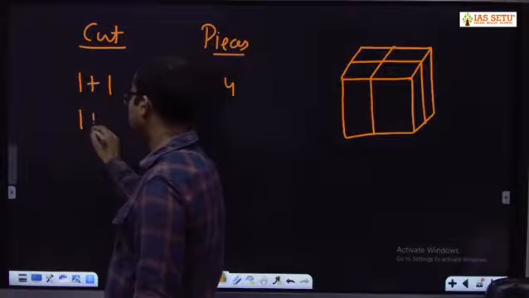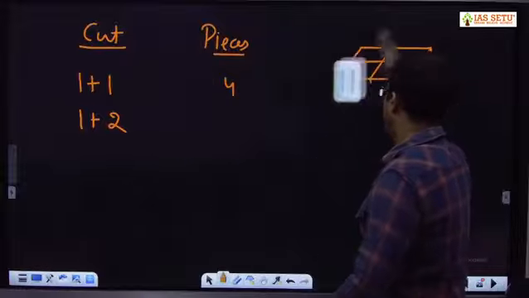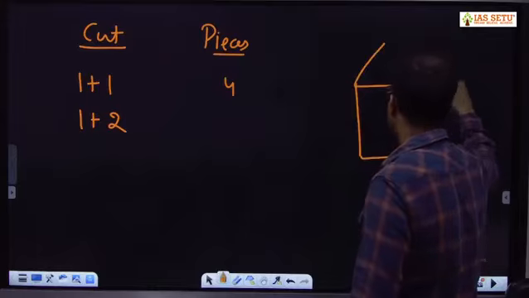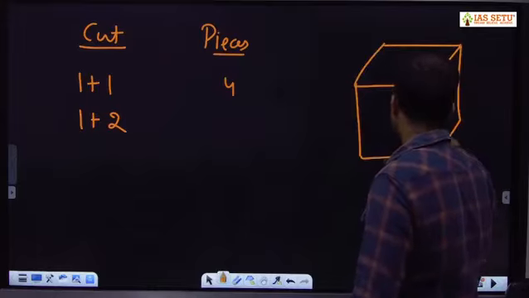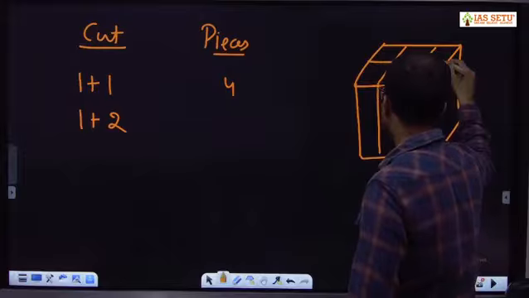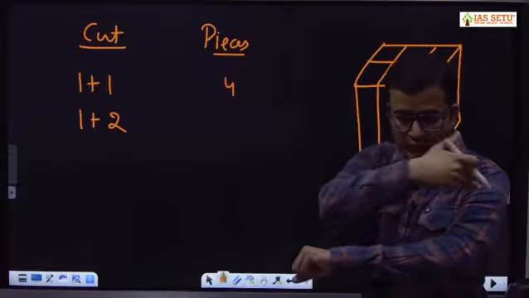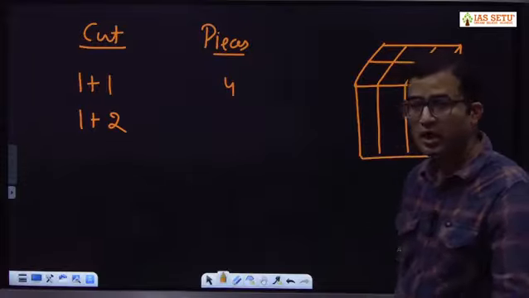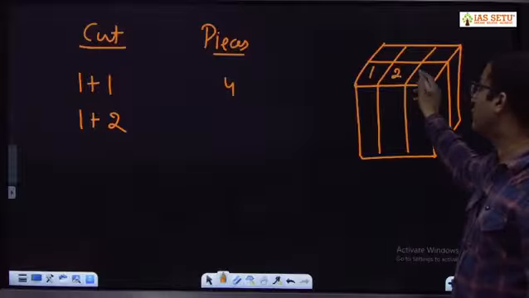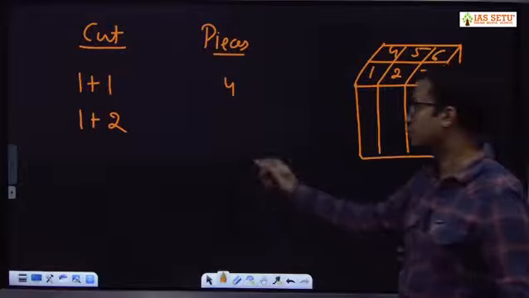Next, we will make 1 plus 2 cuts. Cut number 1, cut number 2, and this is the third cut along a different axis. Cut number 1, cut number 2, cut number 3. Are you able to visualize 2 layers, front layer and back layer? In the front layer you have 3 pieces. In the back layer also you have 3 pieces. Total number of pieces you get is 6.